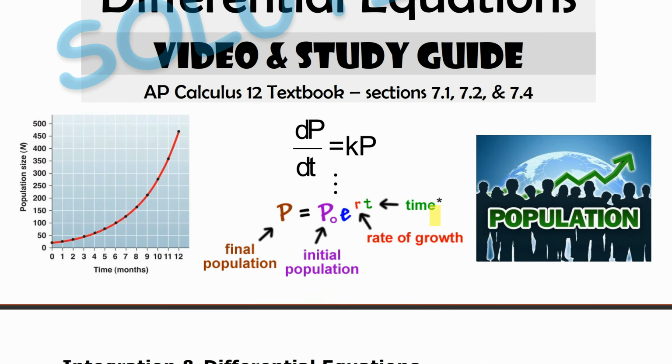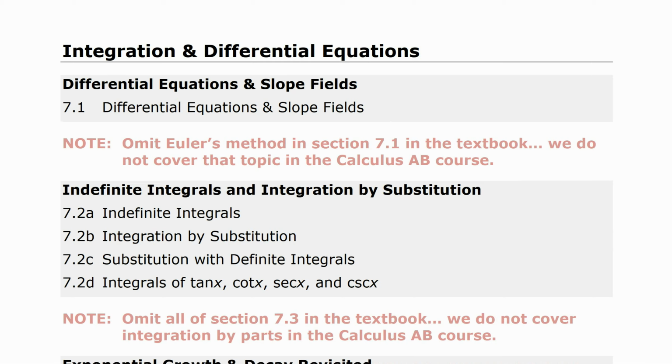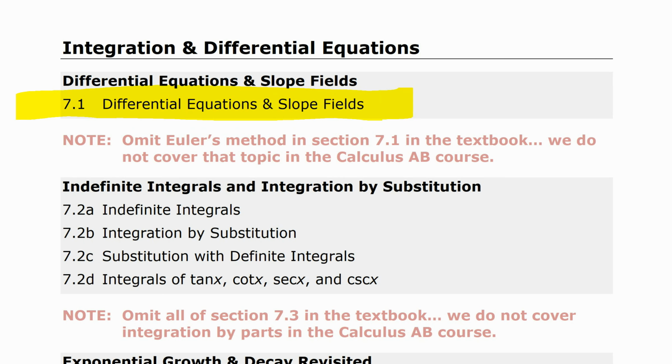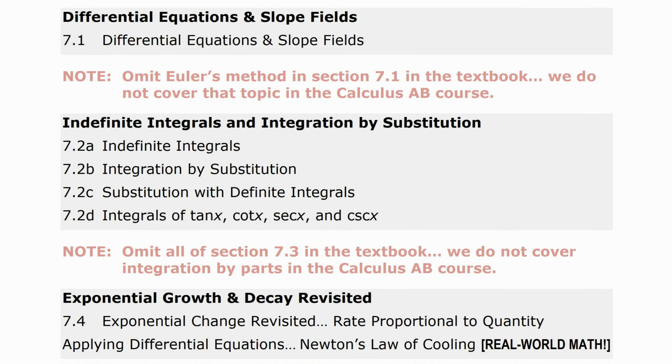So if you have a look at the table of contents there, we look at section 7.1, except we don't do all of 7.1. You should note that we don't do the last thing in there, which is Euler's method. So you can omit that from section 7.1. We do all of 7.2.